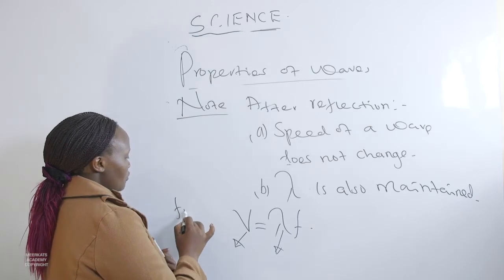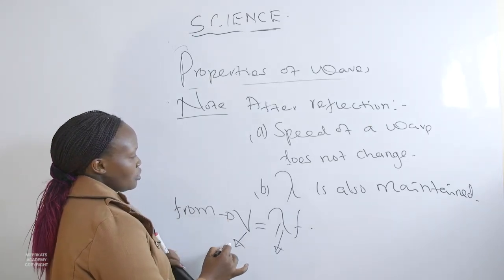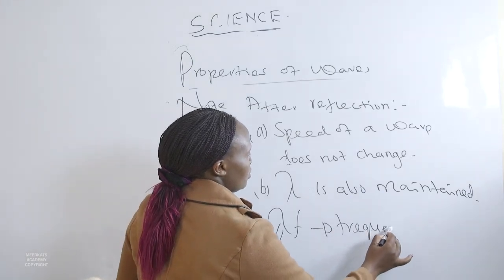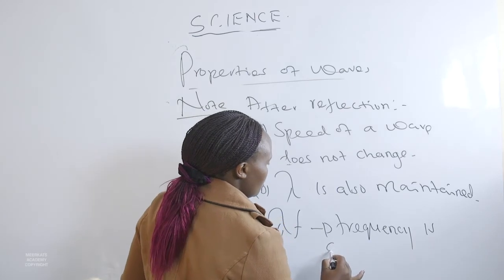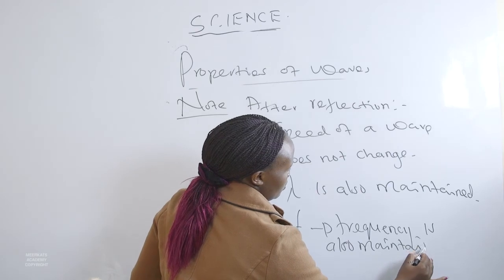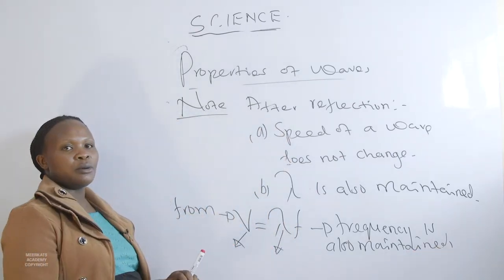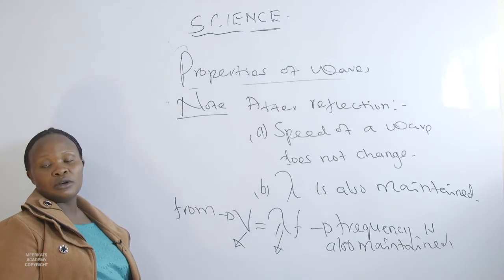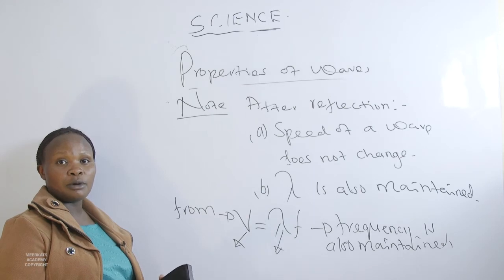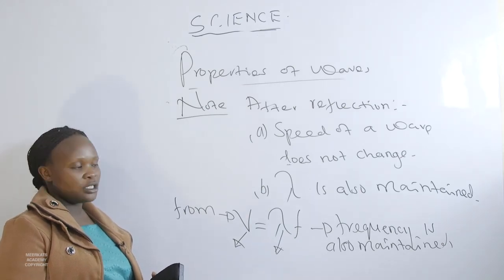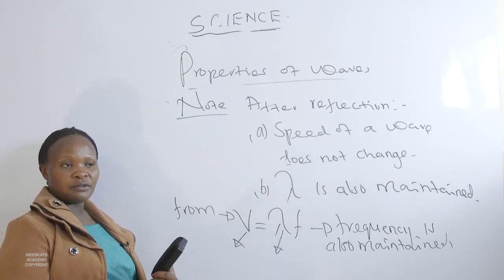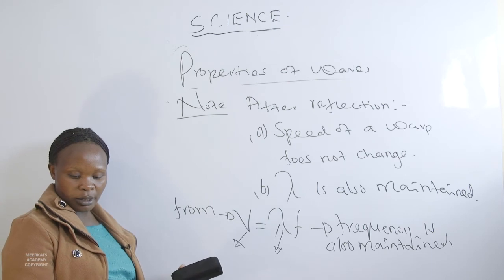So we can note that from this relationship, frequency is also maintained. So what is happening to our wave is that the direction of travel is changing, and probably the shape of the wavefronts will also change, but other characteristics of the wave are going to remain.